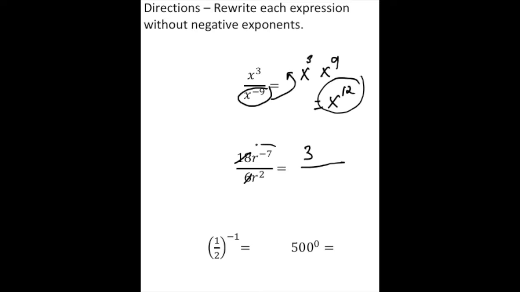And then I'm going to bring this r to the negative 7th down here. So it's going to be r squared times r to the 7th. So it's going to end up as 3 over r to the 9th.